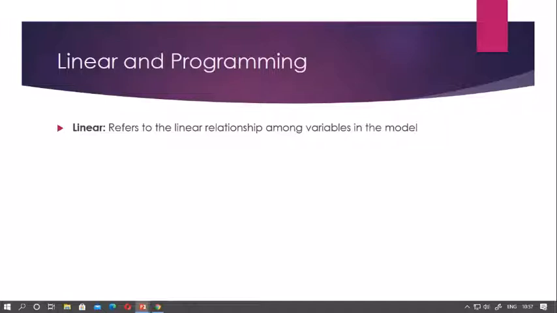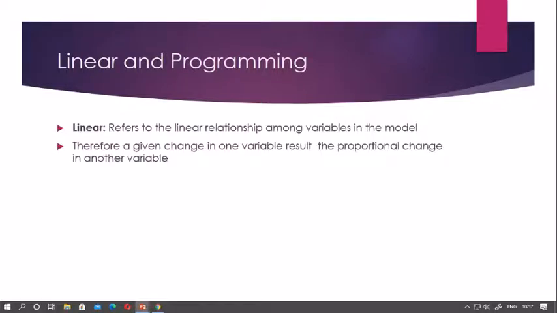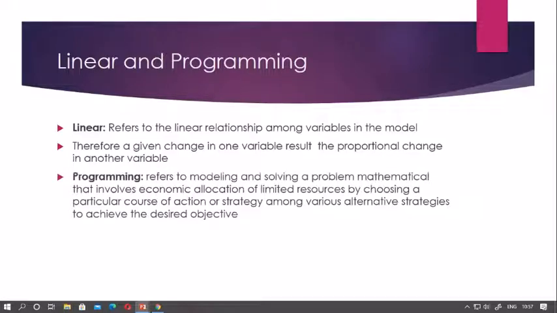Before moving on to the general structure, let's break down the words linear programming. So let's have a look at what linear is all about. The word linear refers to a linear relationship among the variables in a model. Thus, a given change in one variable will always cause a resulting proportional change in the other variable. For example, doubling the investment on a certain project will exactly double the return.